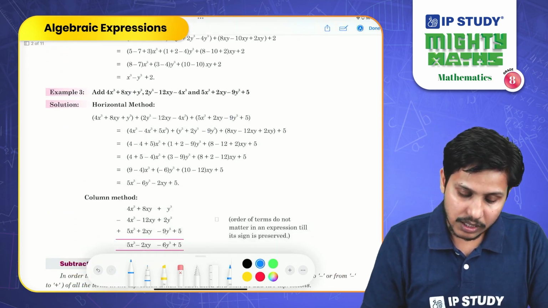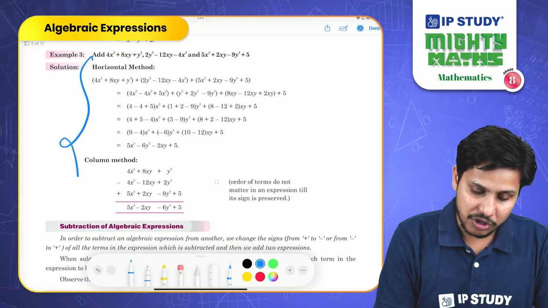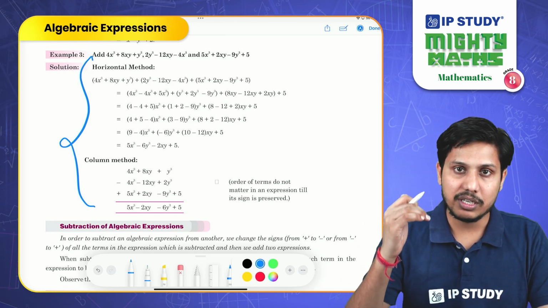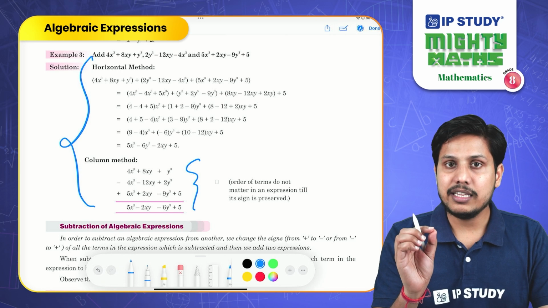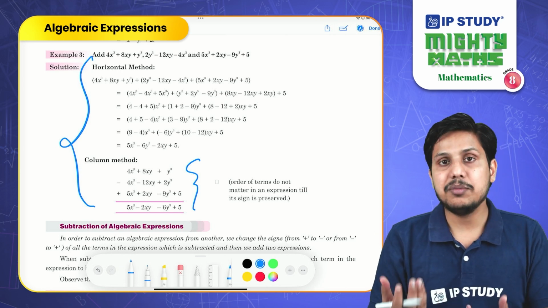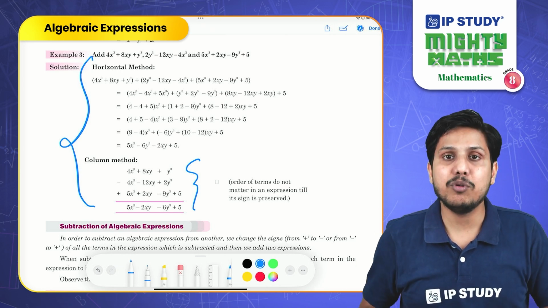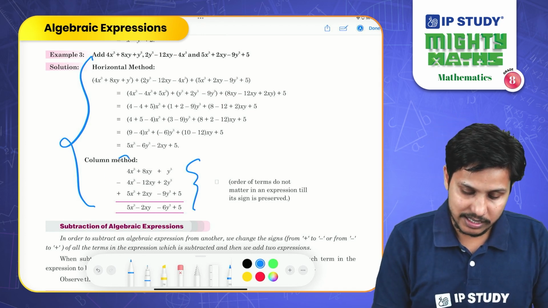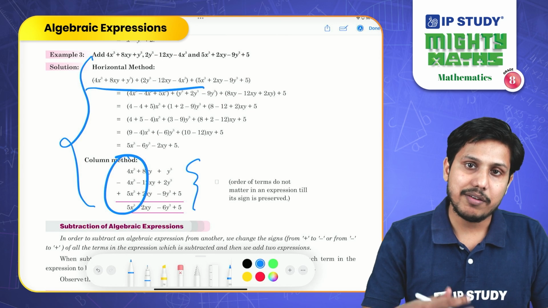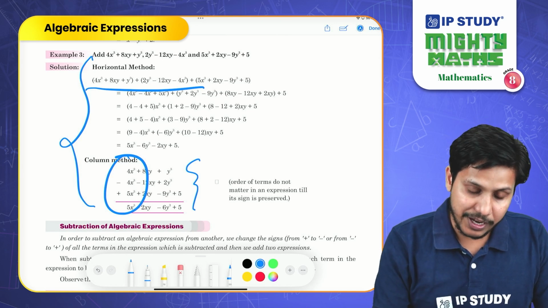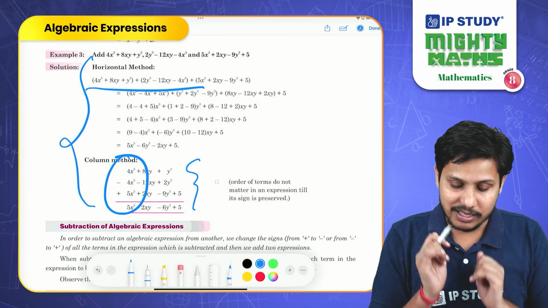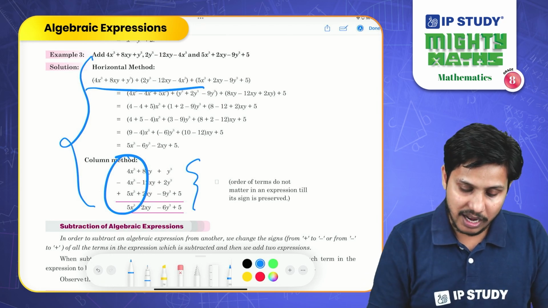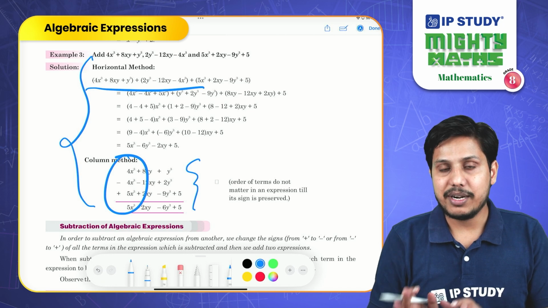There are two methods, one is the horizontal method and one is the column method. In the column method, we write the expressions one over the other like this, aligning the like terms together. Sometimes the like terms can be at different positions, so we have to arrange them such that they can be taken together like this. Now in the horizontal method that we have already understood, we add like terms by combining them together, and in the column method we first align the like terms, then we add them one by one separately.